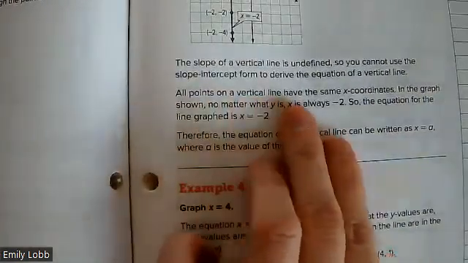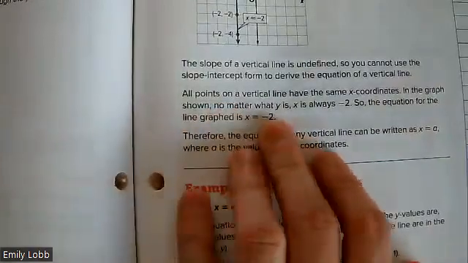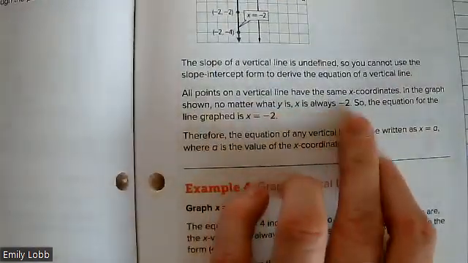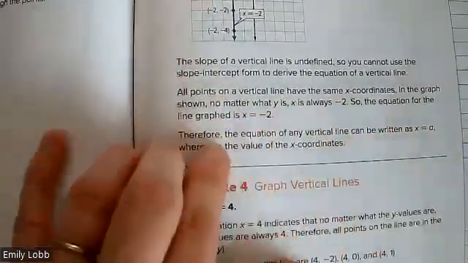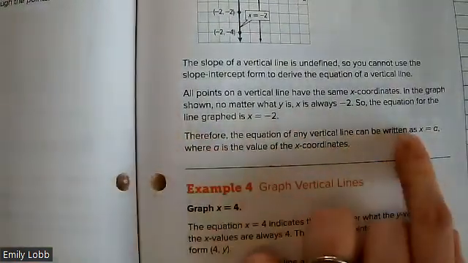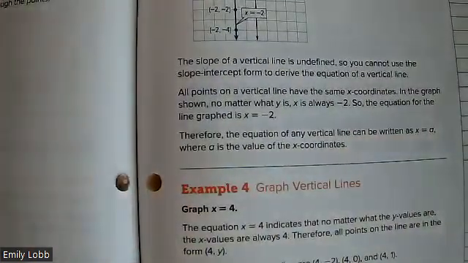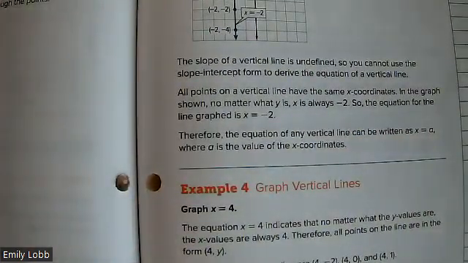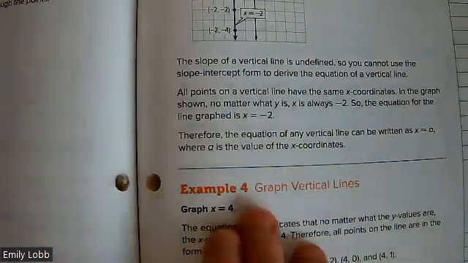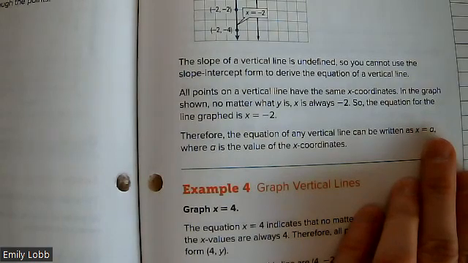All right, all points on the vertical line have the same x coordinates in the graph shown. No matter what y is, x is always -2. So the equation of any vertical line can be written as x equals a, where a is the value of the x coordinates. So notice they told us that we can't use the slope-intercept form, so they're giving us a different letter here. It's not the same as our y-intercept.